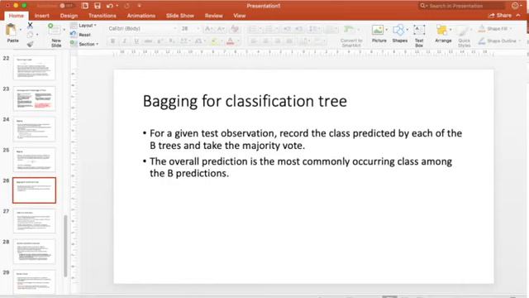Okay, so far the bagging procedure that we have discussed is for regression trees. How about bagging for classification trees? For a given test observation, we record the class predicted by each of the B trees, and then we take the majority vote, the most commonly occurring class among the B predictions.